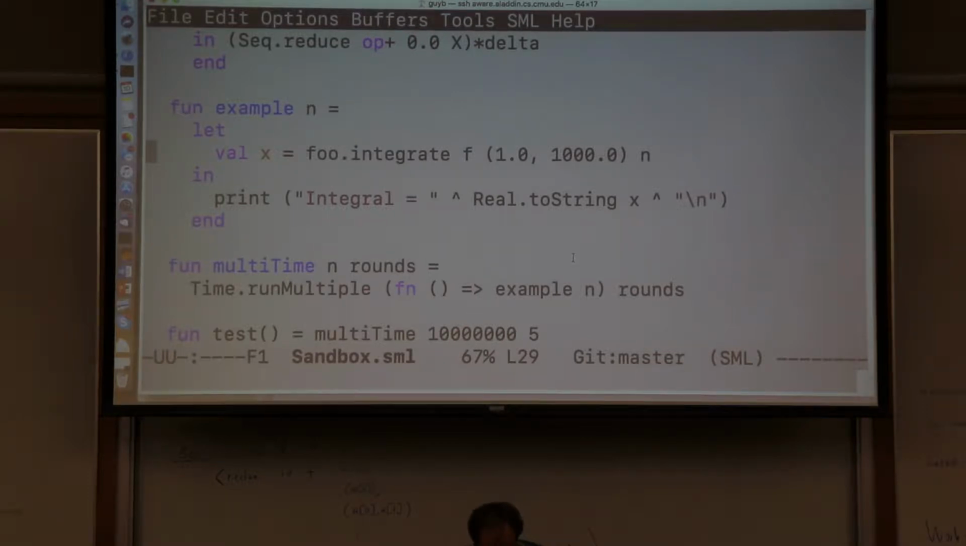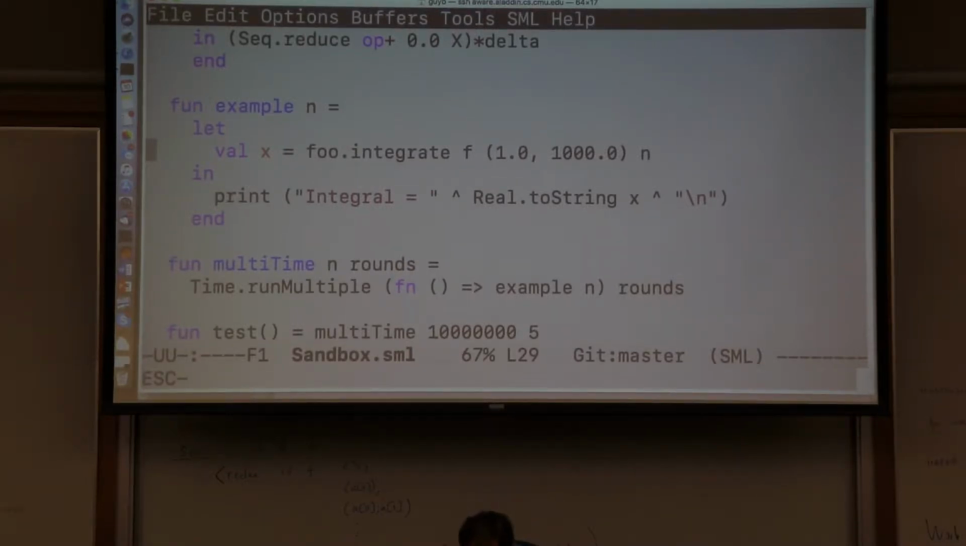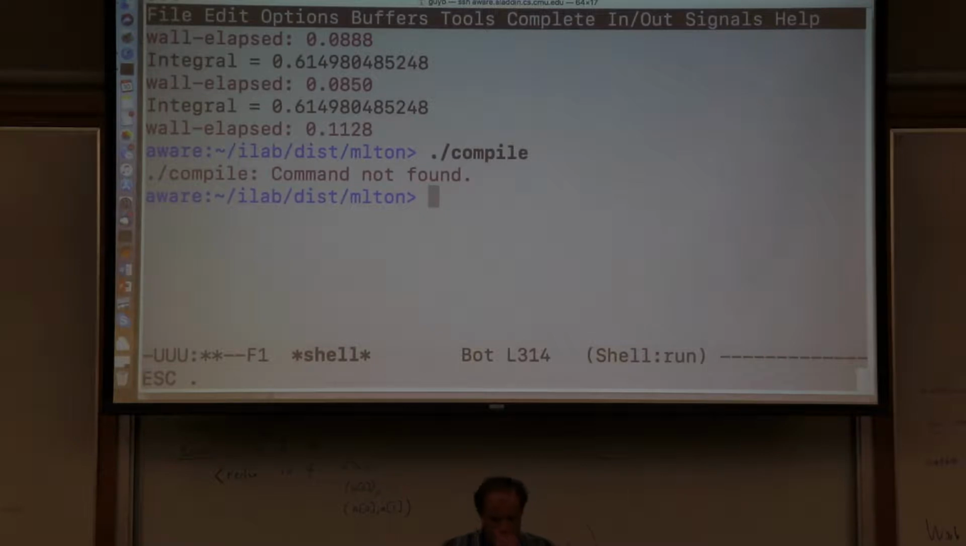Shoot, okay. Okay, so I've compiled this ahead of time. In fact, let me make sure it's not compile. And so what I can do now is run that code.